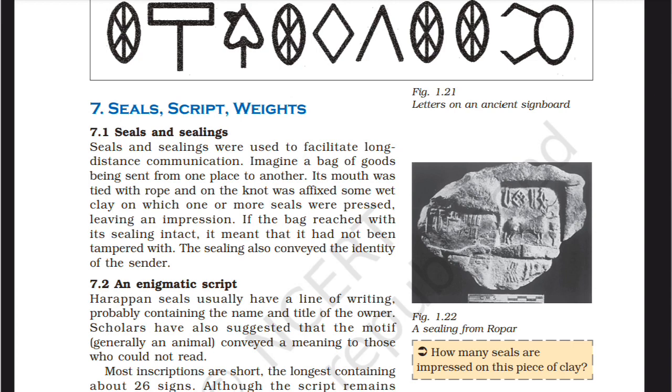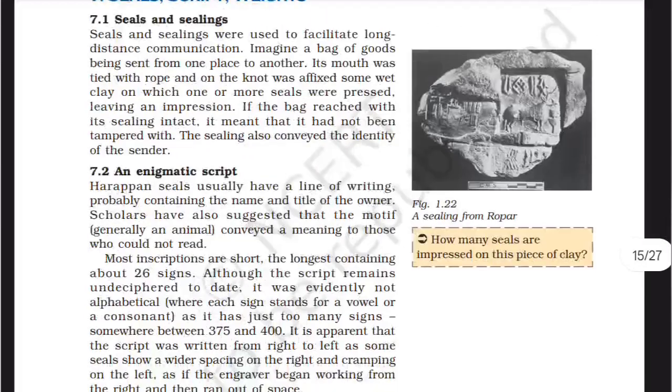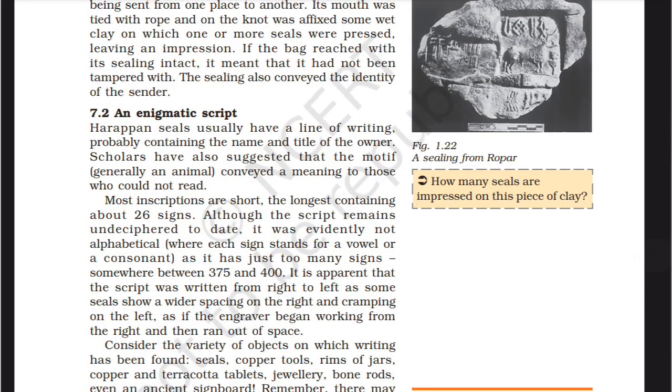Seals and sealings were used to facilitate long distance communication. They were attached to the products or whatever they used to transport. Now about the script: they used to have writing on the seals. The writing would consist of the name and title of the owner, and the longest one which has been found had around 26 letters.